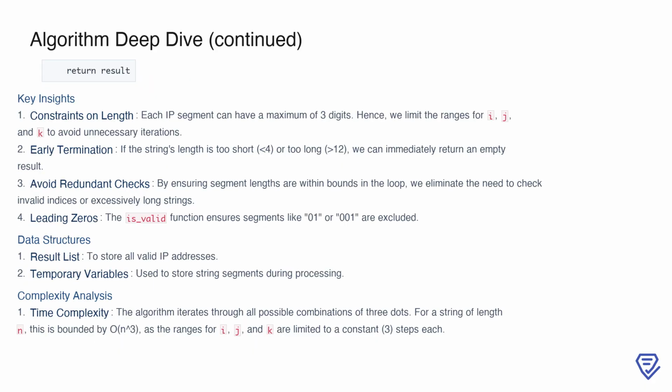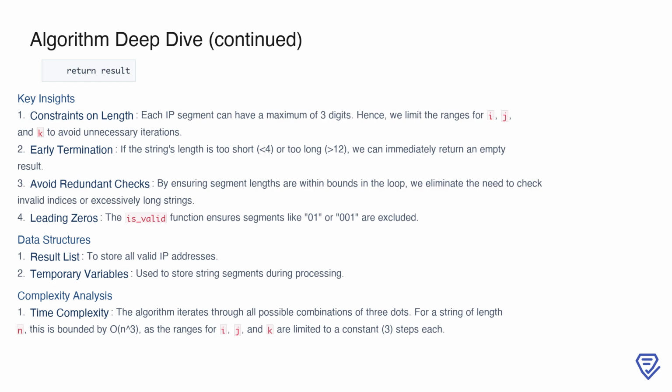The algorithm incorporates several optimizations to improve efficiency. First, we limit the ranges for i, j, and k based on the constraints of an IP address. Each segment can have at most 3 digits, so we avoid unnecessary iterations by enforcing these bounds. Additionally, we use early termination to handle edge cases: if the string is too short to form 4 segments or too long to fit within the 12-character limit of an IP address, we immediately return an empty list.